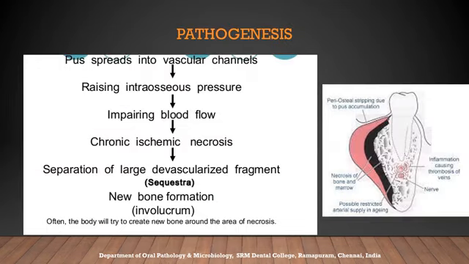So the pathogenesis of osteomyelitis is that the infection and inflammation in the bone and bone marrow can lead to pus accumulation. The pus then spreads to the vascular channels, which raises the intraosseous pressure and impairs the blood flow in that region, resulting in chronic ischemic necrosis. As a result, there is separation of a large devascularized fragment, which is called a sequestrum. There is also new bone formation around the area of necrosis, and this is called an involucrum.